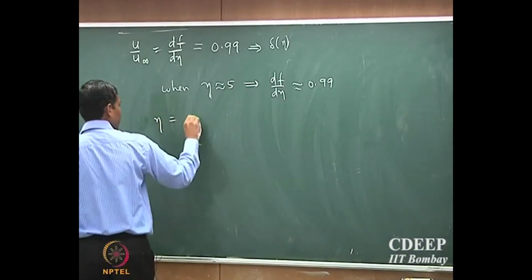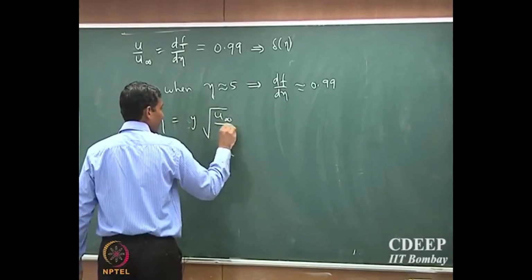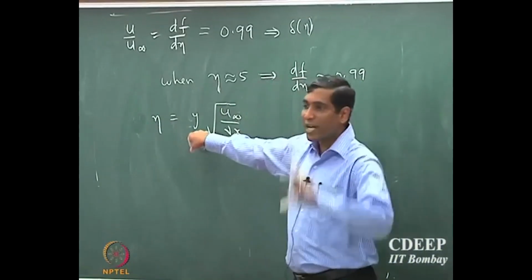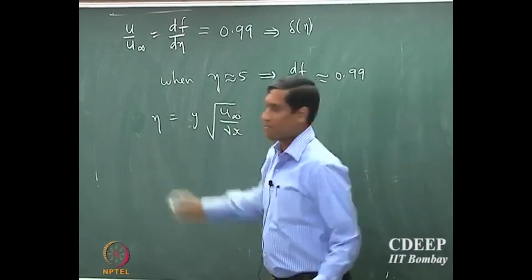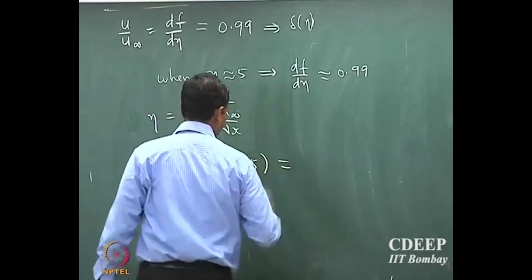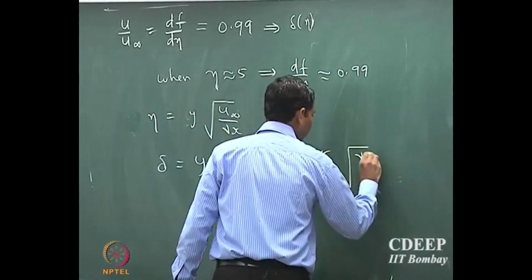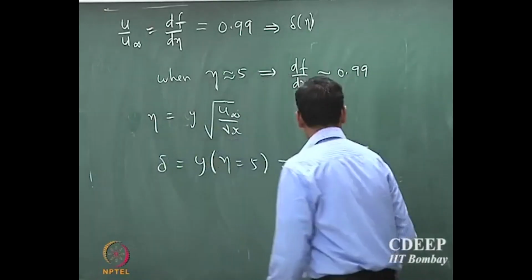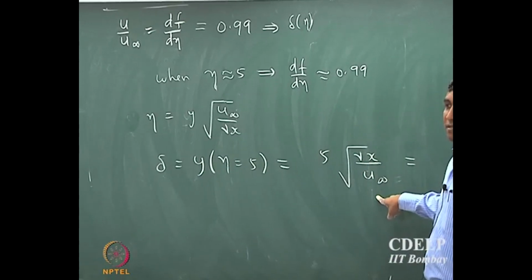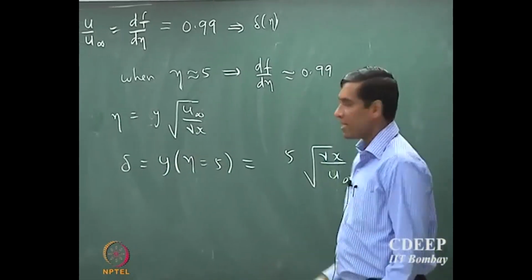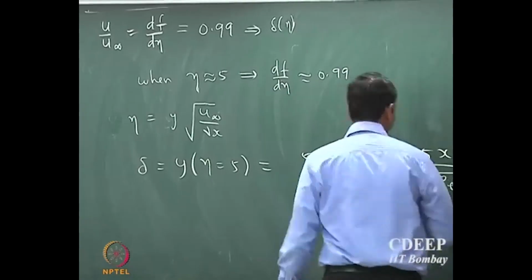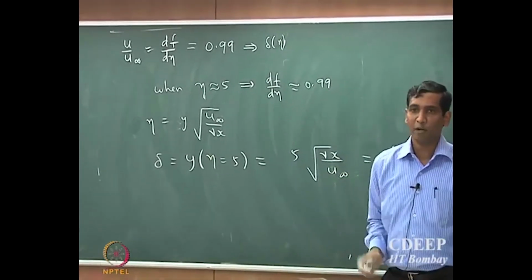So eta is given by y into square root of u infinity by nu into x, right? So the boundary layer thickness is that y value for which eta is equal to 5. Therefore delta equals y at eta equal to 5, that's given by 5 into square root of nu x by u infinity. What is square root of nu x by u infinity? It's x by square root of Reynolds number, right? So this is 5 into x by square root of the local Reynolds number defined based on the corresponding location.